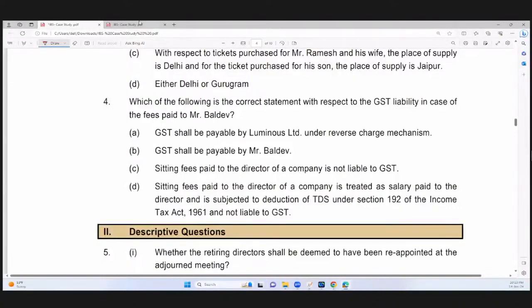बी ऑप्शन क्या है स्टूडेंट्स? बी ऑप्शन इज जीएसटी शेल बी पेबल बाय मिस्टर बलदेव. ये तो फॉरवर्ड चार्ज में होता ही नहीं है. सिटिंग फीस पे टू डायरेक्टर इज नॉट लायबल टू जीएसटी. तो सिटिंग फीस के ऊपर जीएसटी की लायबिलिटी बनती है बिकॉज ही इज नॉट एन एम्प्लॉय. In this case, sitting remuneration he is getting is not as an employee. Sitting fees paid to the director of a company is treated as salary paid to the employee and is subject to... सिटिंग फीस कभी भी salary नहीं होती, तो ये D option वैसे ही गलत है.